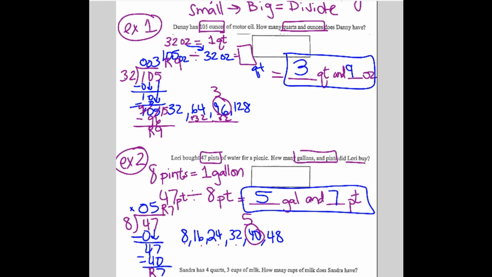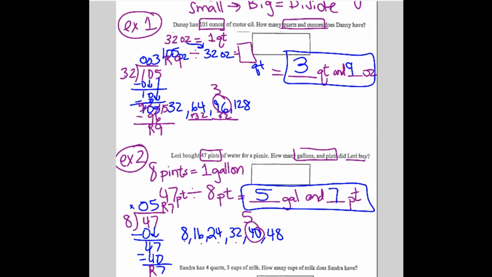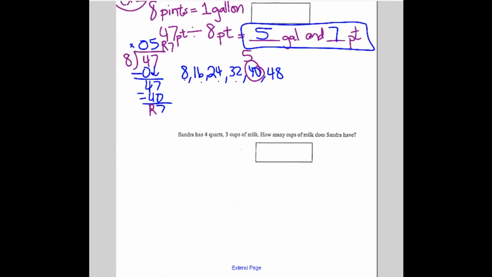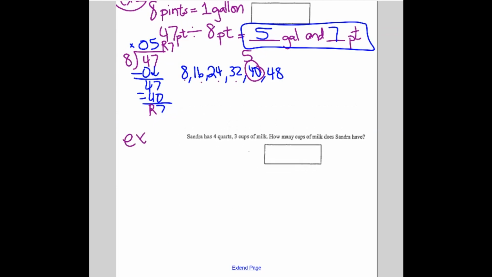All right, let's go on to the next example. All right, our last example says Sandra has 4 quarts and 3 cups of milk. How many cups of milk does Sandra have? So it looks like we're turning our quarts into cups. So we have quarts. 1 quart equals how many cups? Equals blank cups. Let's look at our chart.